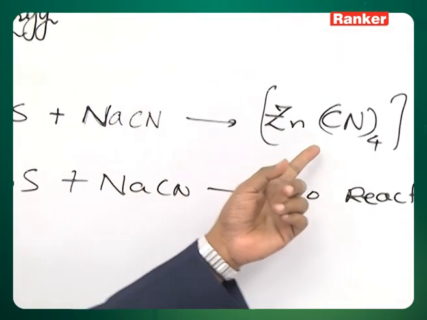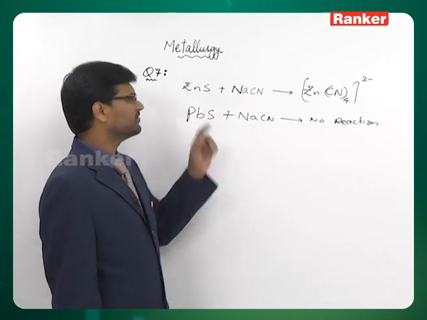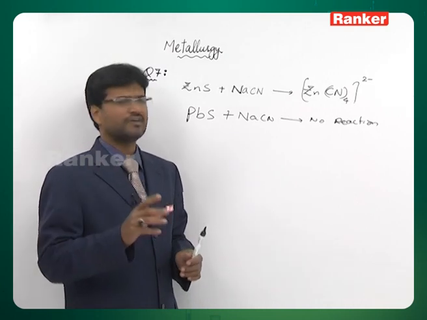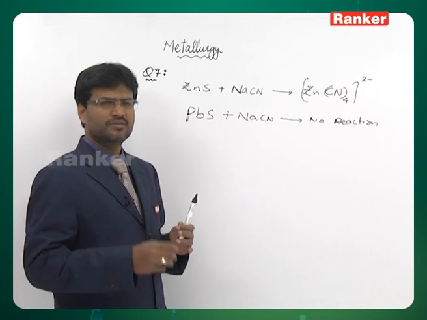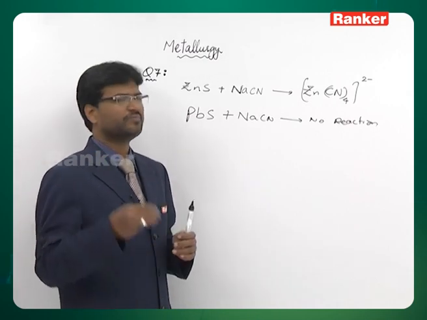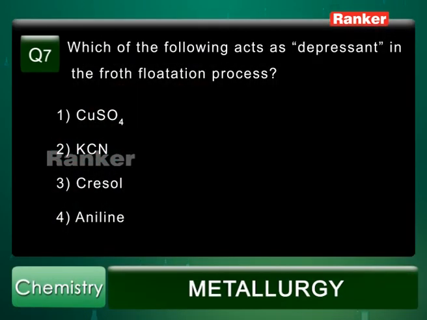It will be transformed into a soluble complex, and ZnS will not be able to stick to the froth. Only PbS will stick to the froth, and in this way it is possible to concentrate PbS in presence of ZnS. So the correct answer is second option, KCN. KCN acts as a depressant for ZnS during the concentration of PbS.